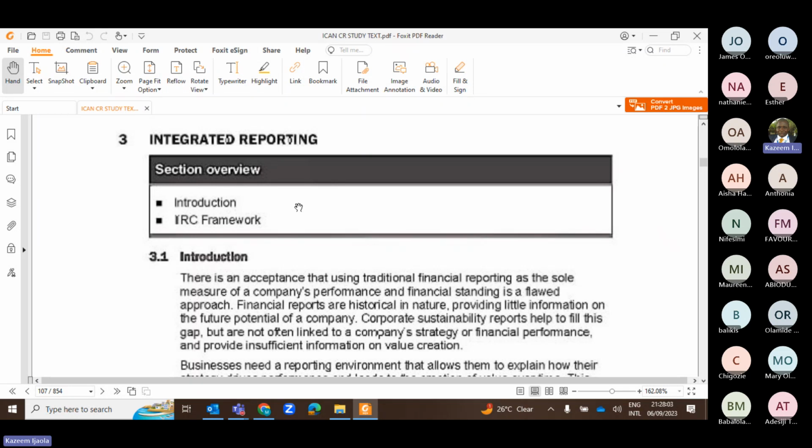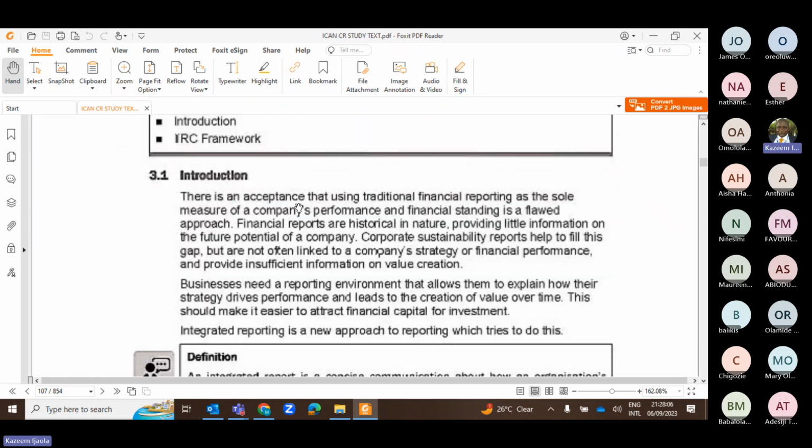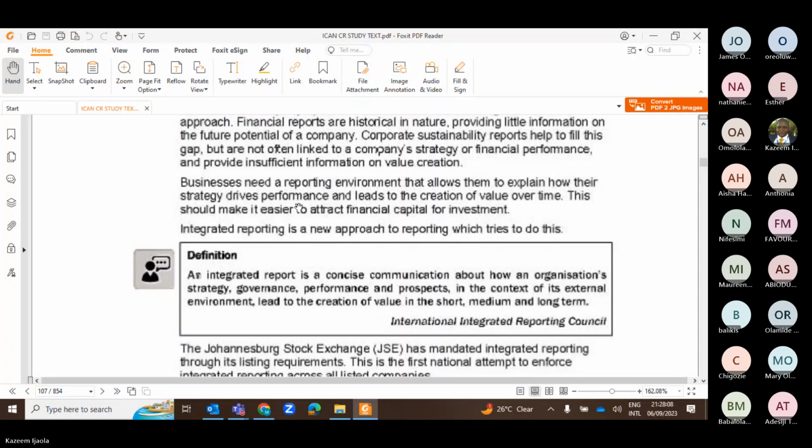All right, so the third one is integrated reporting. What integrated reporting is all about is a way of communicating your strategies, your governance, your performance, and prospects in the short, medium, and long term. So you're trying to share your plan, how you are going to achieve a particular task in the short, medium, and long term. That is exactly what an integrated report is all about.